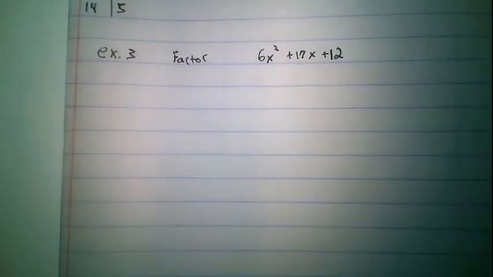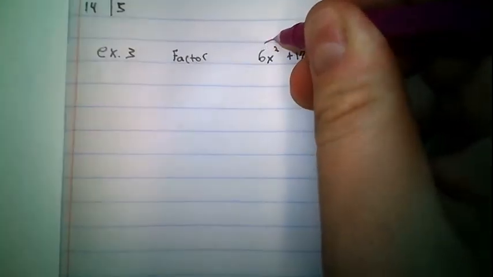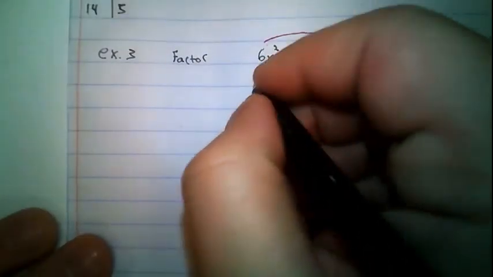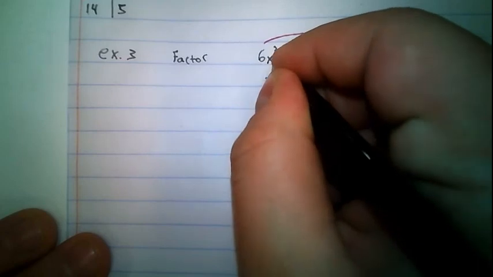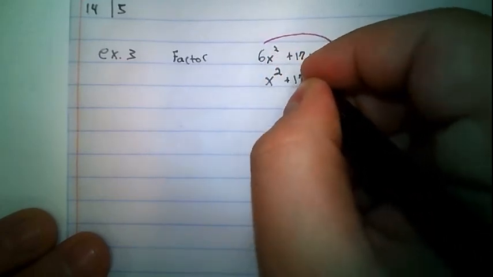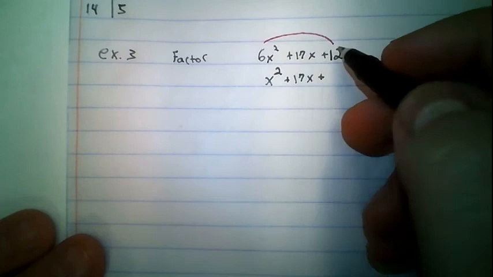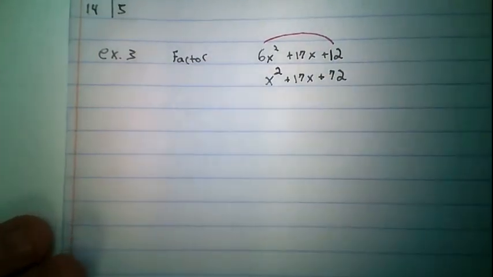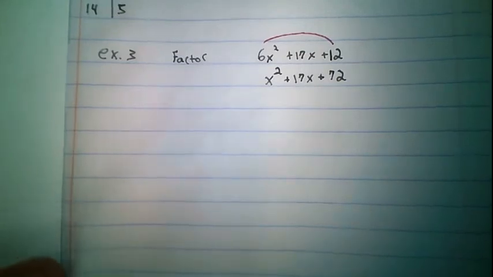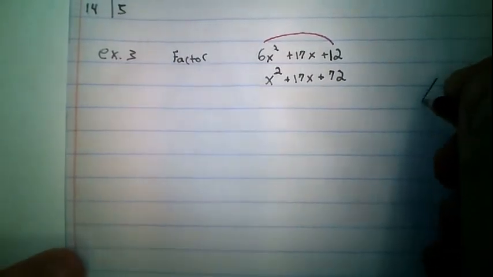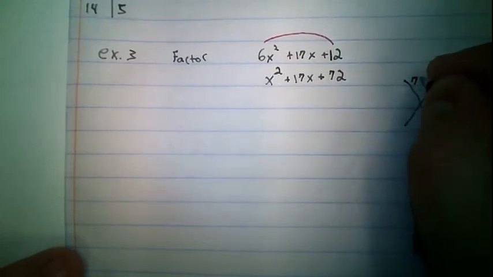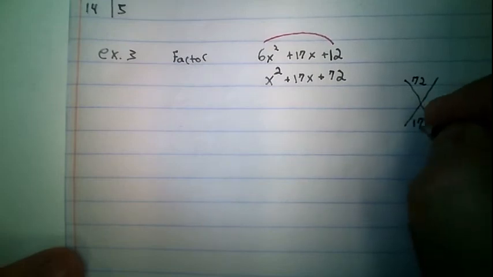And again, we want to be able to use the X puzzle, so I have to slide. So I'm going to take the 6 and slide it over to the 12. My new quadratic becomes x squared plus 17x plus, and 6 times 12 is 72. And now I want to use the X puzzle on that. So two numbers that multiply to 72 and add up to 17.